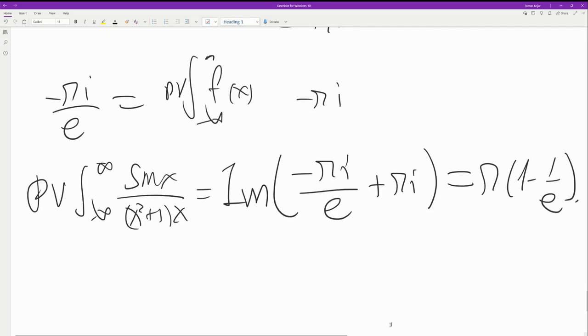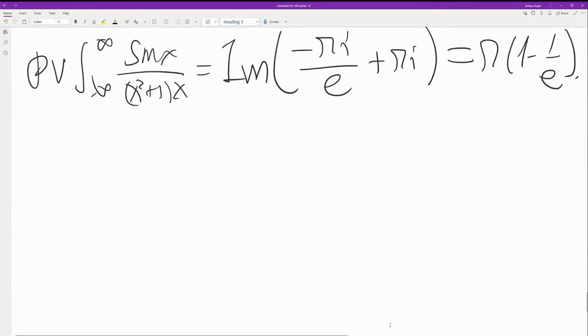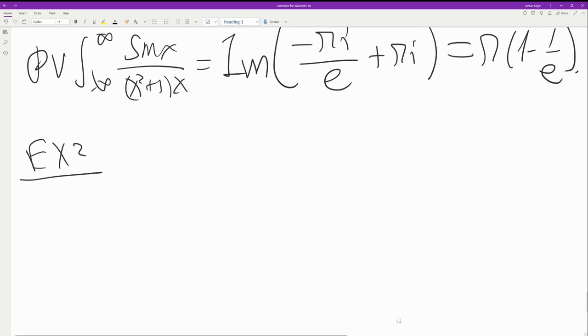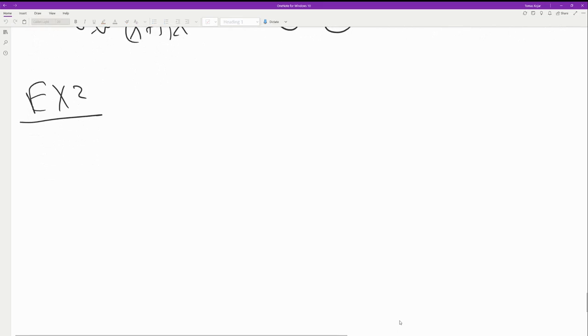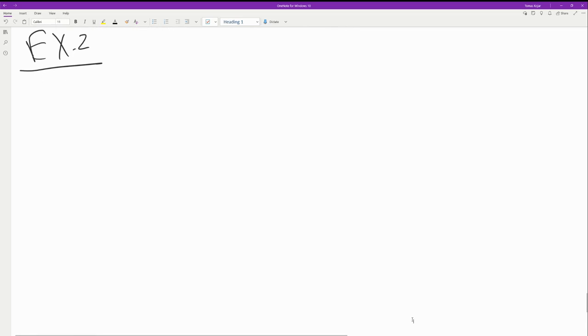Okay, so let's do another example for indented contour. So, second example. Here we will just use the lemma. I will try to make it as short as possible so that you can just do the same on the test and the final, on the quizzes in the final.